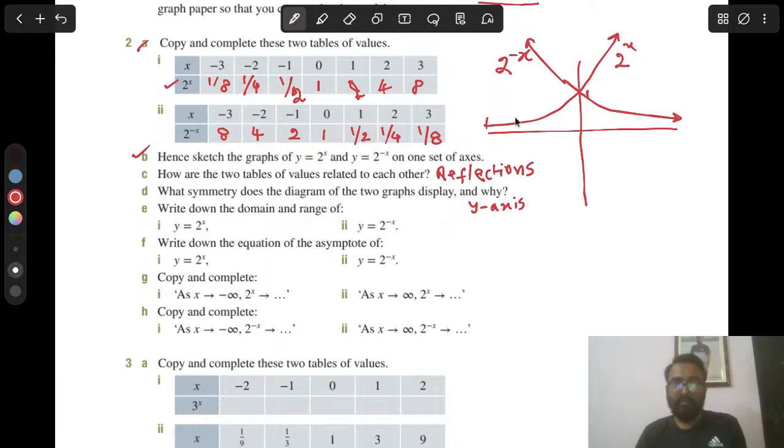So what are the domains of these two functions? Very good. Negative infinity to infinity, the entire real line. Okay, so that is the case. Next, what is the range?